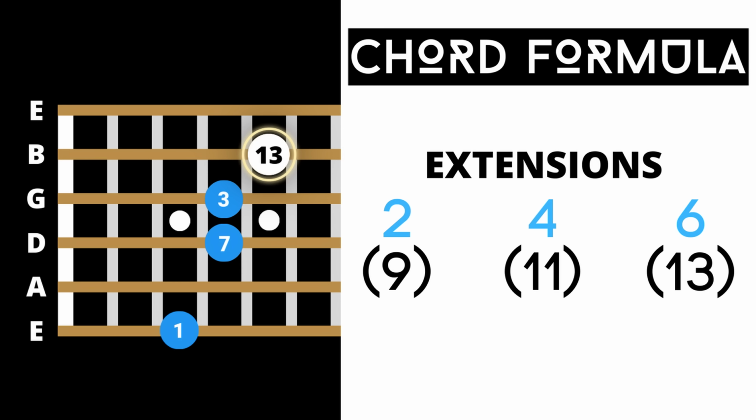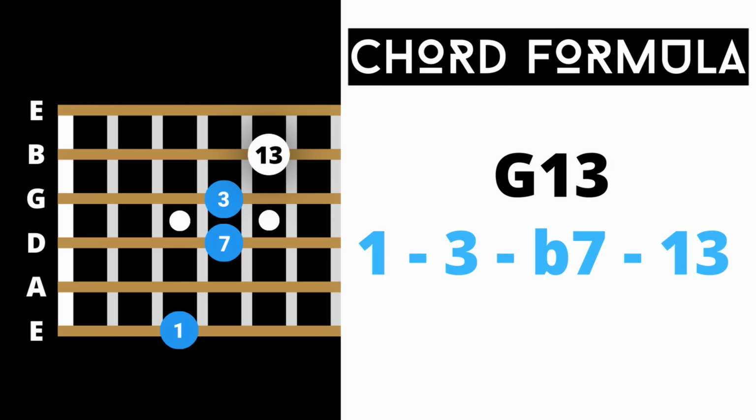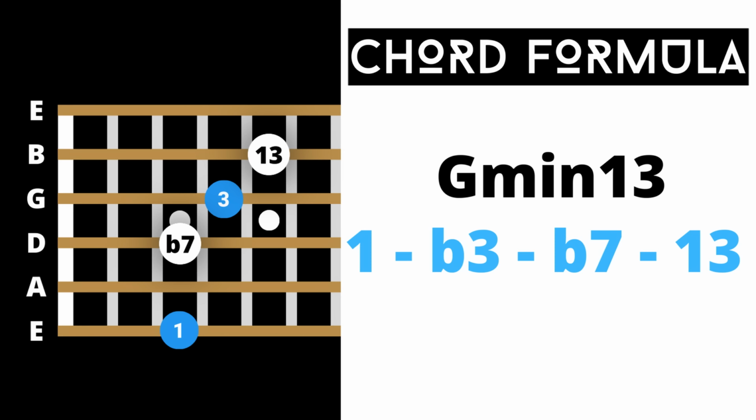If you wanted this chord to be a dominant G13 or simply G13, you would simply lower the 7th by 1 fret or semitone to reveal the flat 7 or minor 7th interval. At this stage we could also build a minor 13 chord by now lowering the major 3rd to a flat 3rd or minor 3rd interval.